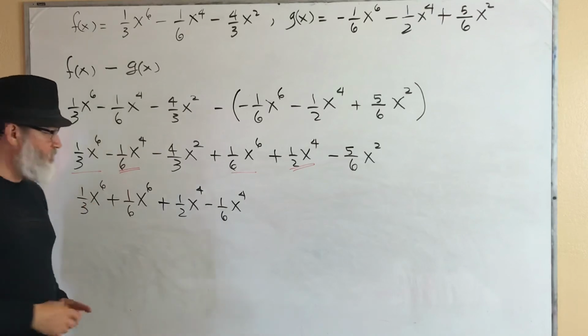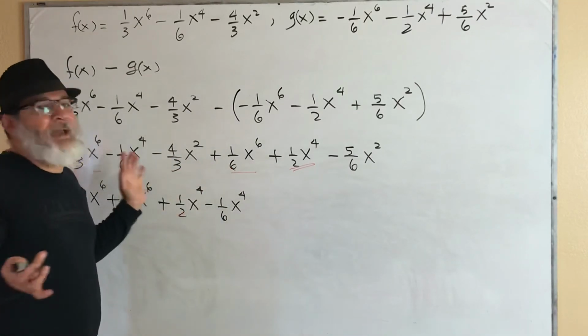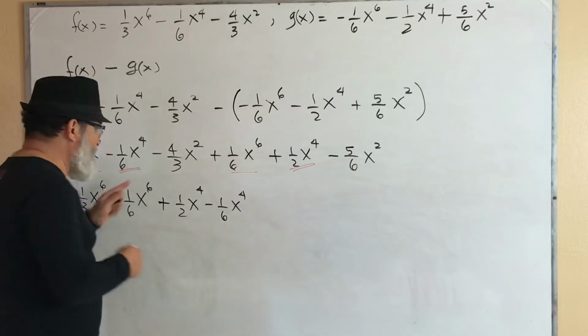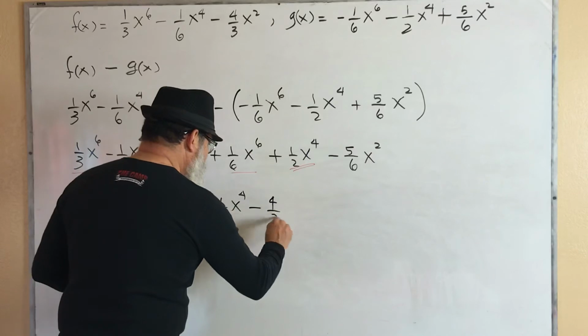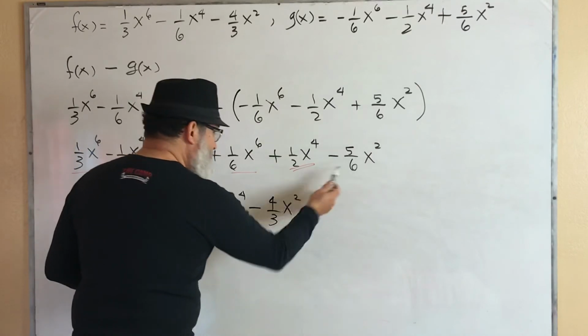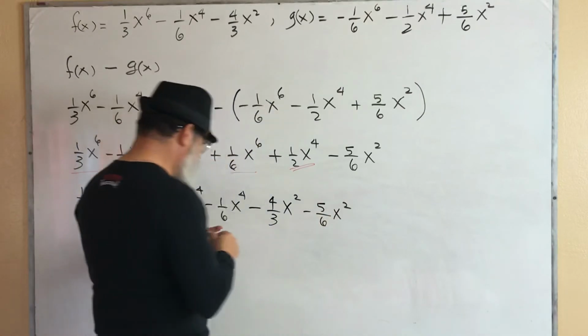And finally, this term and that term. Look, they're both negative, so it doesn't really matter. So therefore, I'm going to write this one first. Minus 4/3 x squared minus 5/6 x squared.